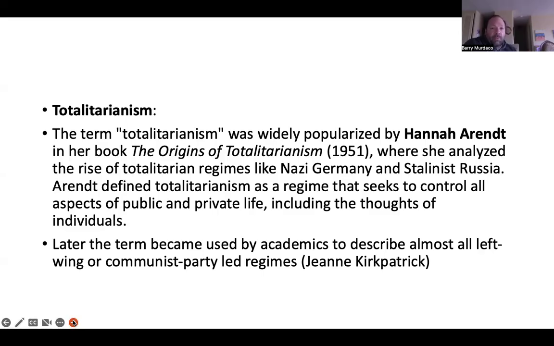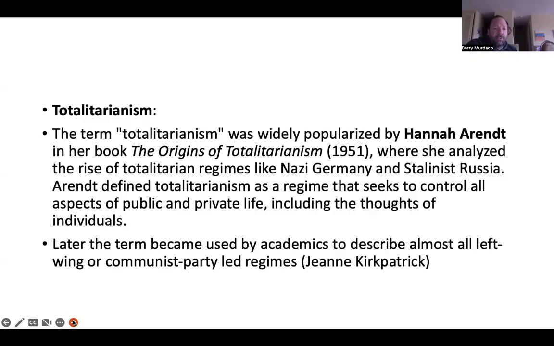The term was widely popularized by Hannah Arendt in her book The Origins of Totalitarianism in 1951, again, coming out of this Cold War era, where she analyzed the totalitarian regimes of Nazi Germany and Stalinist Russia. So she conflates Nazi Germany and the Soviet Union as forms of totalitarianism, even though the ideologies of the Nazi Party and of the Soviet Union are very different from each other.